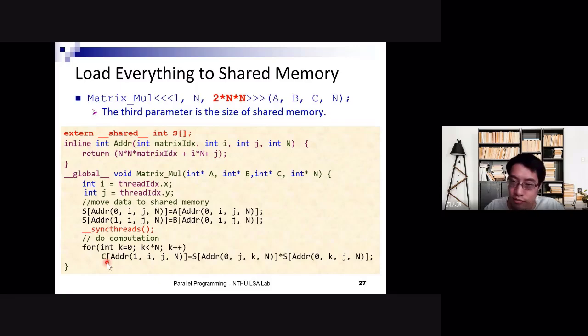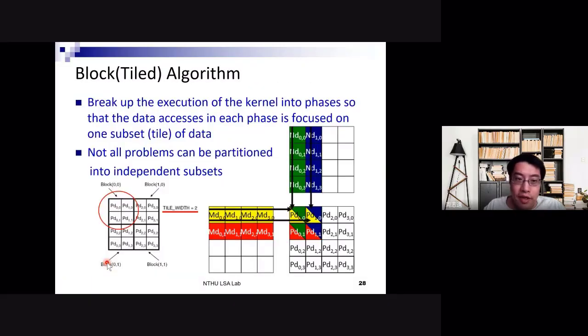Actually, we can use only 2/3 of the memory we claimed. But anyway, that's still 8 megabytes, still larger than the shared memory size you could allocate from a single thread block. So the problem still exists. All right, and as we mentioned, the way to solve that is to partition your data. So this is just a concept. Let's try to illustrate the concept with this figure.